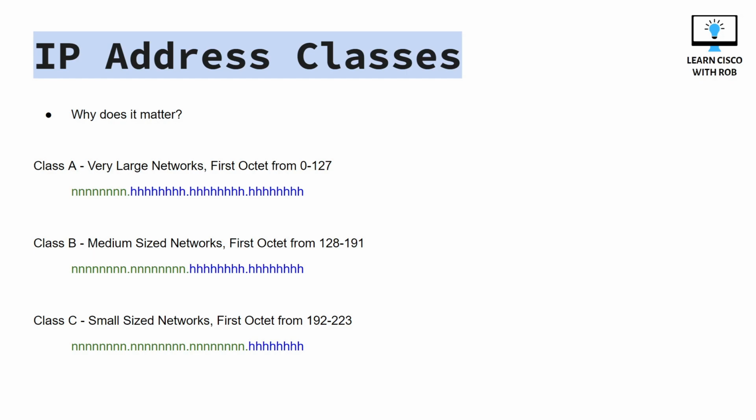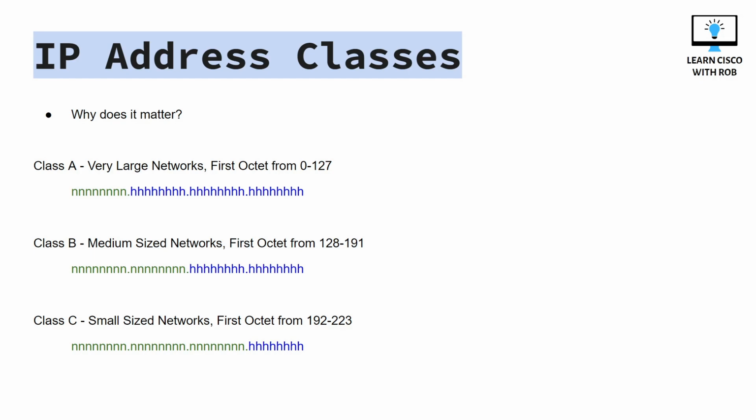As it says on the slide, we have Class A, which is very large networks, ranging to Class C, which is our smaller size networks. And the first octet displayed there shows what category they will fall in. So in this presentation, we'll be dealing with Class C. This is really important to subnetting, as we can only subnet our host bits, which are represented by the blue H's.